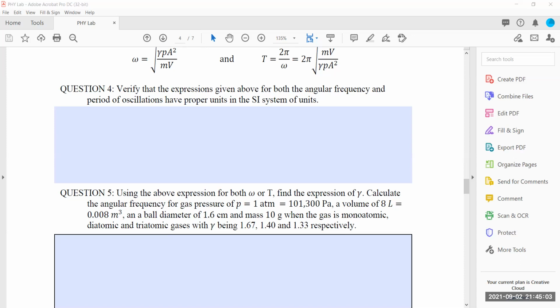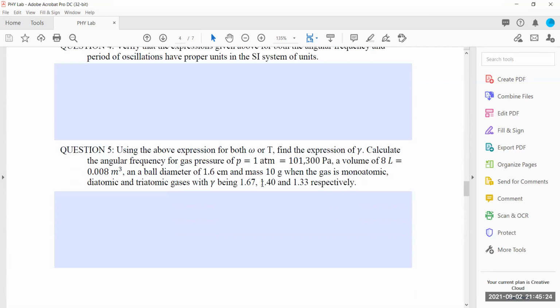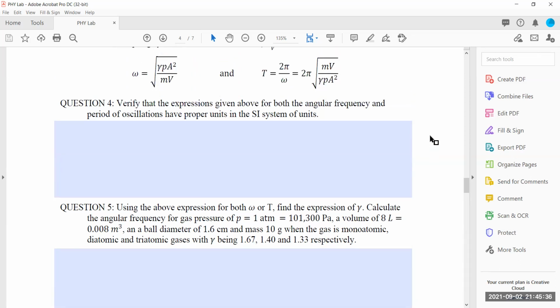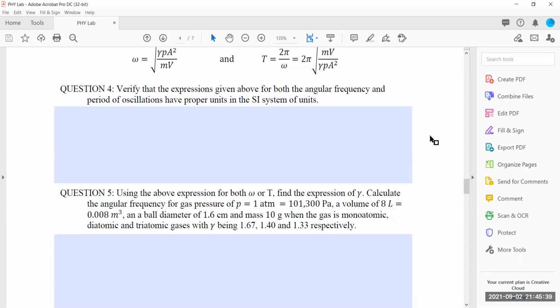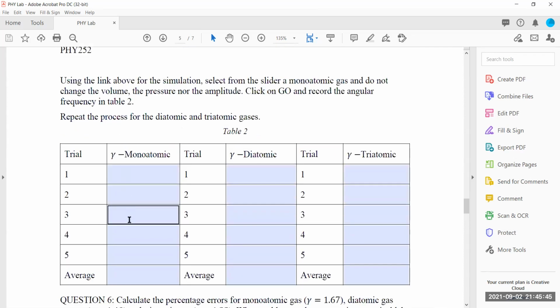1 bar is 100,000 pascals. So you have those conversions, and the amplitude is given to you there, so you can use that. And the omega is given in radians per second, so the omega is good. You have to use those expressions in here, and the mass is given to be 10 grams. What else is changing in this expression? We have the volume, we have the pressure. We have everything. So we should be able to find what the gamma is for the different gases.